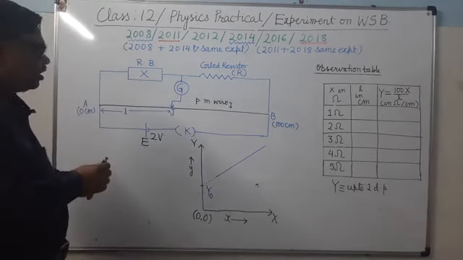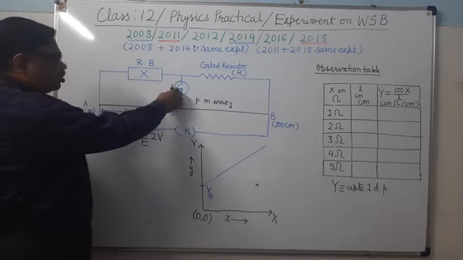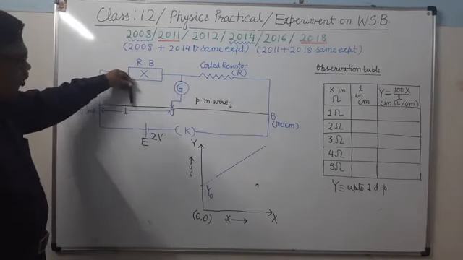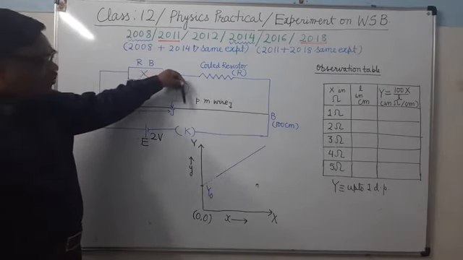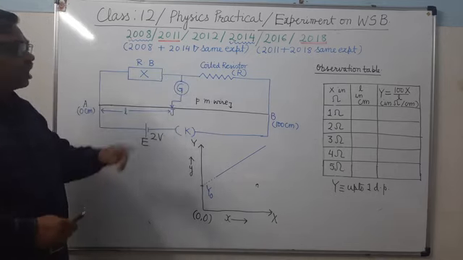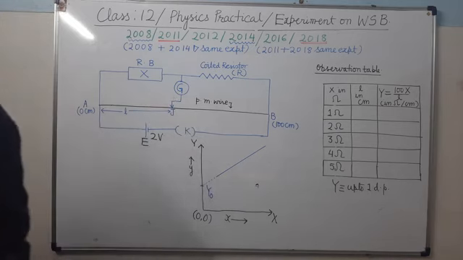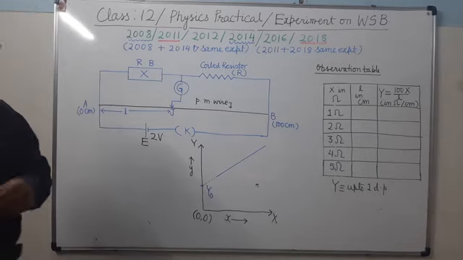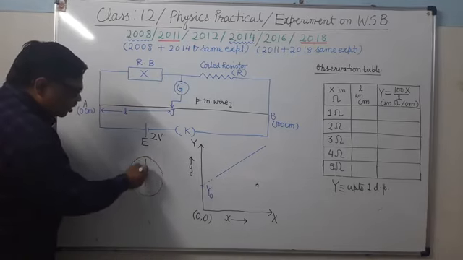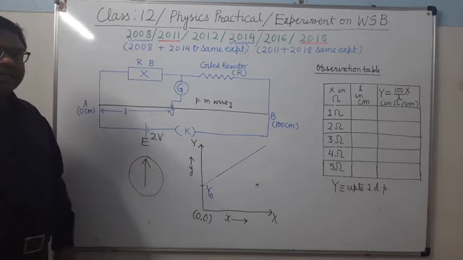You will locate that point on the potentiometer wire by touching the jockey at the different points. हम जॉकी को पोटेंशियोमीटर वायर के डिफरेंट पॉइंट्स पर टच करा के वो पोजीशन लोकेट करेंगे जहां गैल्वेनोमीटर की निडल इट शोज नो डिफ्लेक्शन. Showing no deflection means it is like this. Though current is passing, the needle is still at this.